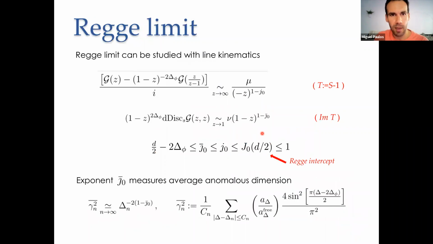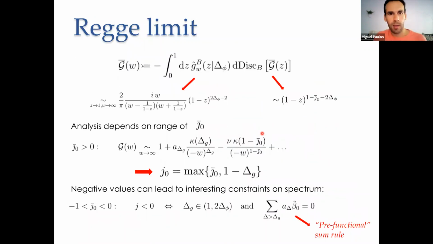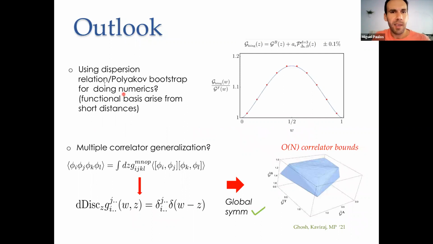Okay, so I'm going to skip the Regge limit, just move on to the outlook. So first of all, one idea is that it might be interesting to use this dispersion relation or some other one, or equivalently the Polyakov bootstrap, for doing numerics. So maybe it's worth revisiting the bootstrap in position space, but now where you use this dispersion relation basis.